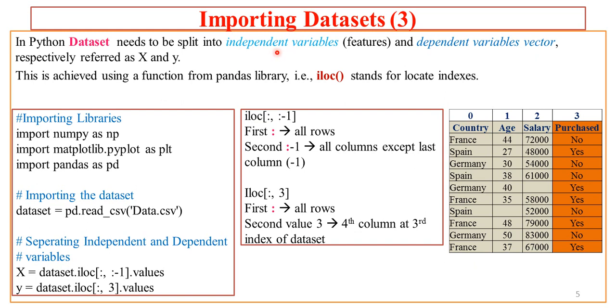This separation of independent variables and dependent variables can be done using the Pandas library and a function available in it called the iloc function, which stands for locate indexes. That is iloc, i for indexes and loc for locate. Now it needs certain parameters to be passed, so we'll see what those are. Let us try to analyze the code here.